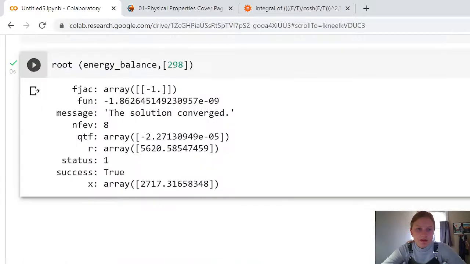Yay! Alright, so here, this X value, 2,717, that is the final temperature, or the temperature of the flame of our adiabatic flame temperature system. So yeah, in Kelvin. Thanks for watching.